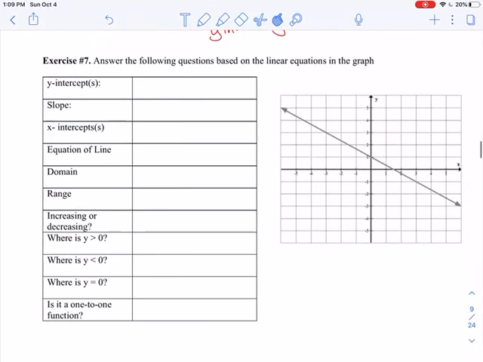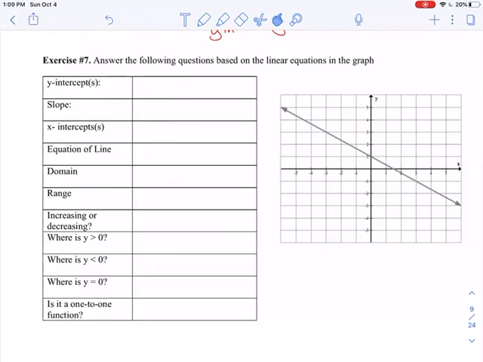All right. And then this last one is a review of some things that you should know at this point. So I want to know the y-intercept. The y-intercept is right here at y equals 1. My slope, you can see it's a negative slope, and I'm just going to count. Basically, I'm going down 2 and over 3. So my slope is negative 2/3.